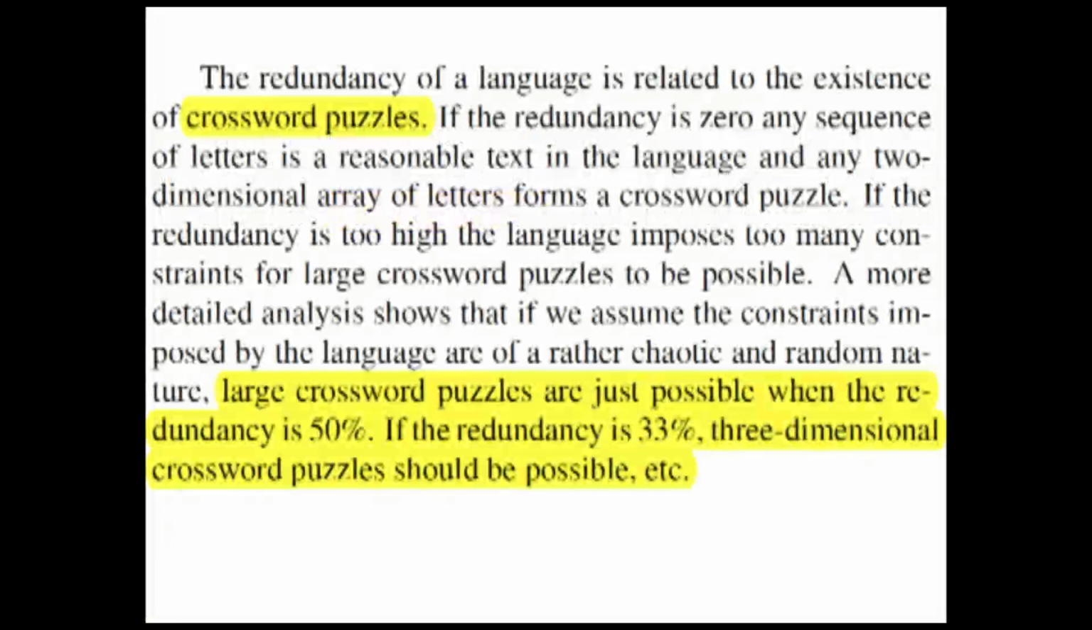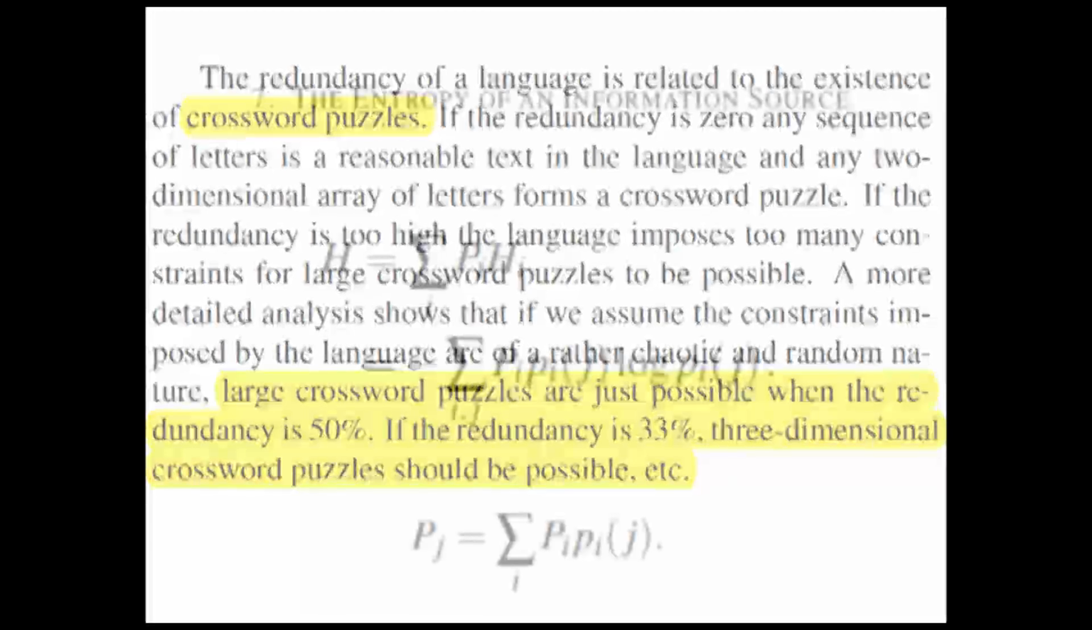All right, then he goes on to this paragraph. There was, in fact, a whole Shannon lecture by Jack Wolf devoted to one paragraph, trying to reconstruct what he meant by this, because he says that just because the redundancy of English is what it is, we can have interesting crossword puzzles, because the redundancy is about 50%. If it were 33%, then three-dimensional crossword puzzles should be possible. But these numbers, well, nobody really knows where he came up with this.